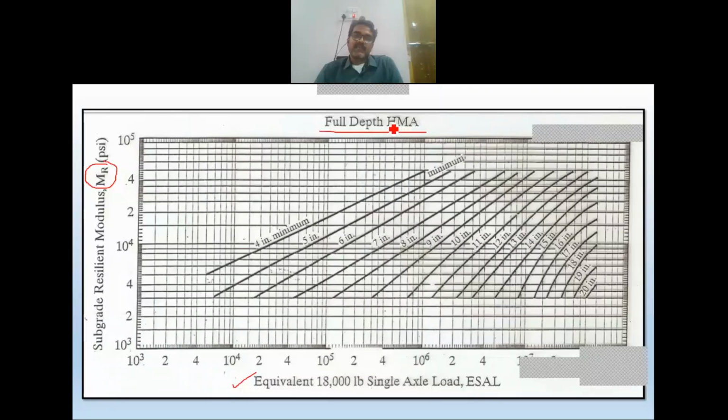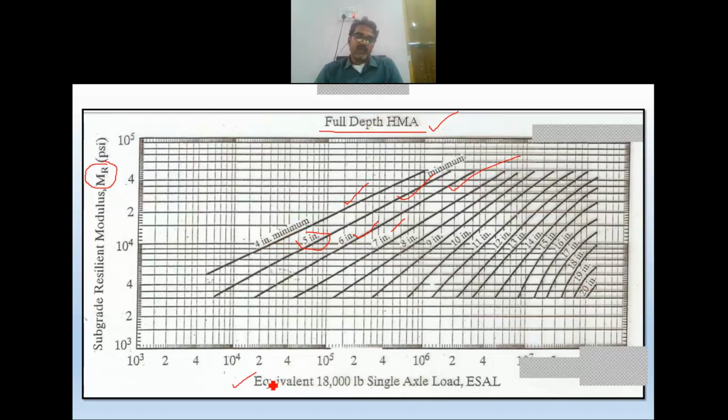Now this chart is for full depth hot mix asphalt, HMA, hot mix asphalt. That means bituminous concrete in India, the bituminous concrete layer. Now there are various diagonal lines, different diagonal lines, mentioning some thickness values: 4-inch minimum, 5-inch minimum, 6-inch minimum, 7-inch minimum, 8-inch, 9-inch, 10-inch, up to 20 inches. That means the thickness of the hot mix asphalt or flexible pavement varies from 4-inch to 20-inch.